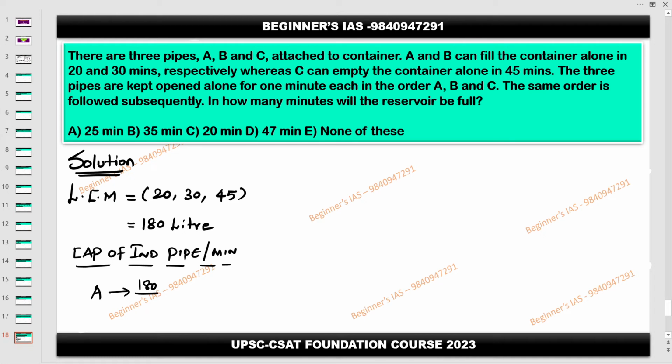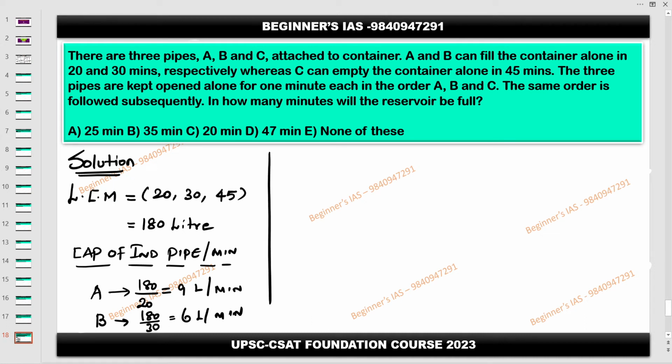Preeti is giving D. Yes, sir. 47. Fine, Preeti, 47 is right. So listen. 180 by 20, which is equal to 9 liters per minute. I am considering that as a liter since it is given as some units. That unit you can assume as a liter. Now B, 180 by 30, which is equal to 6 liters per minute.